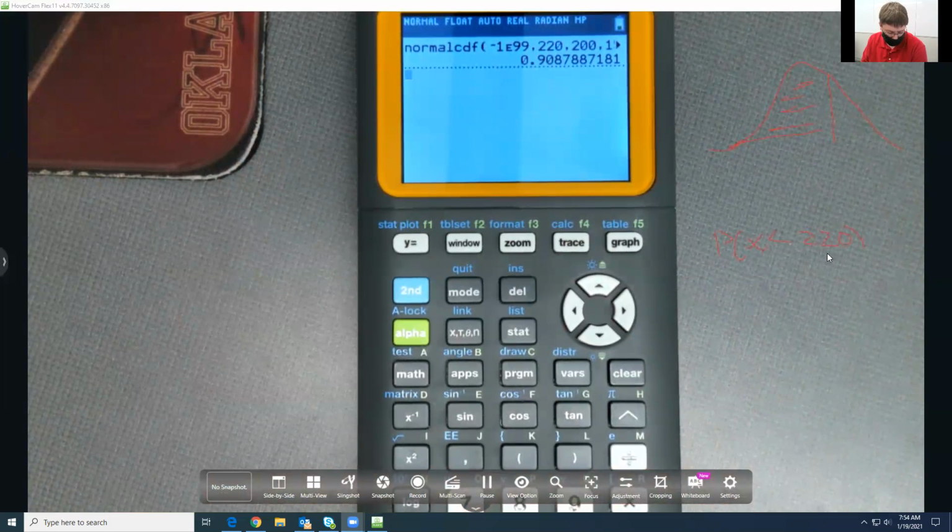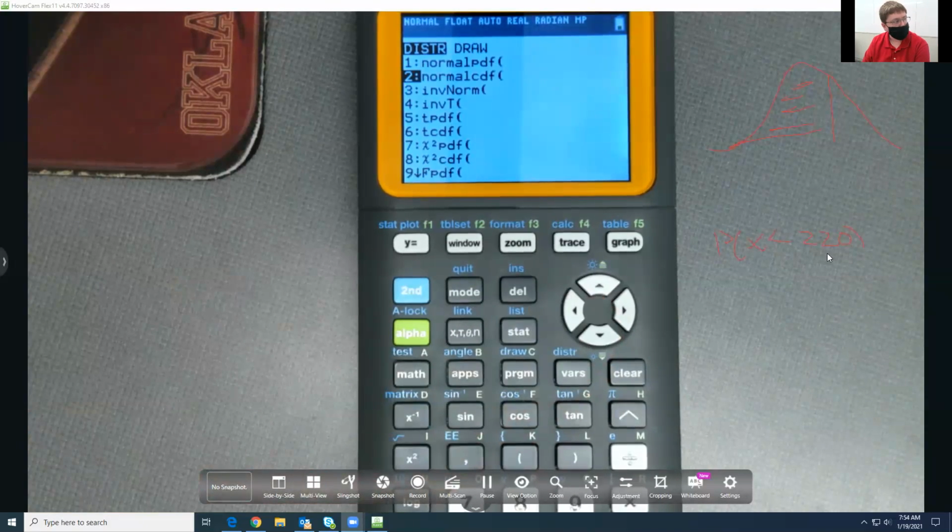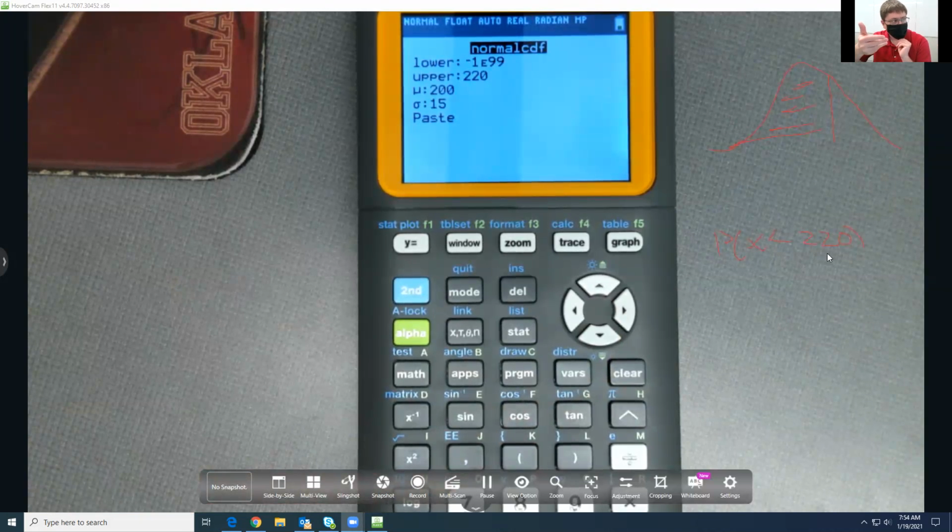All right, let's look at the next example. What proportion of these batteries can be expected to last more than 220? Well, again, I'm still looking for a percentage. So we're still going to do second, VARS, and option number 2, because we want to know area under the curve. But we're going to kind of flip these numbers, because we're no longer going to the left forever. We're now stopping at our new lower limit, which is going to be at the 220.